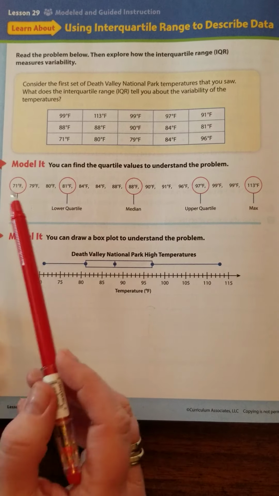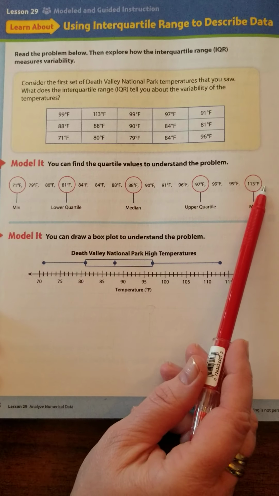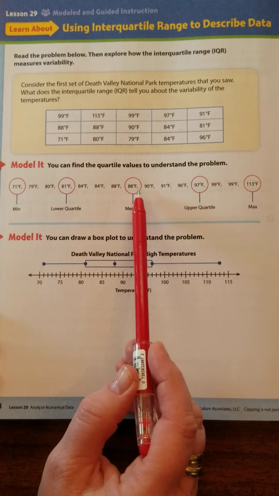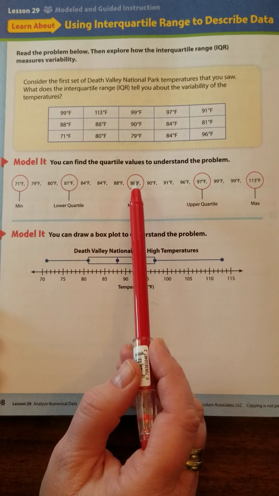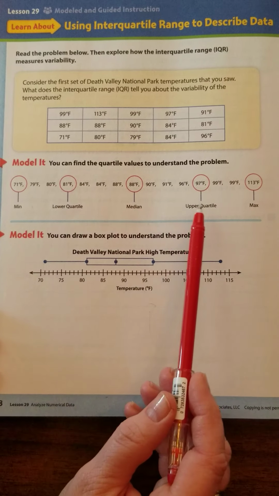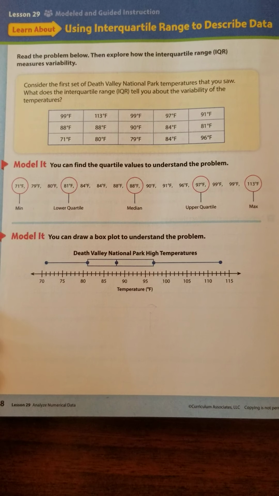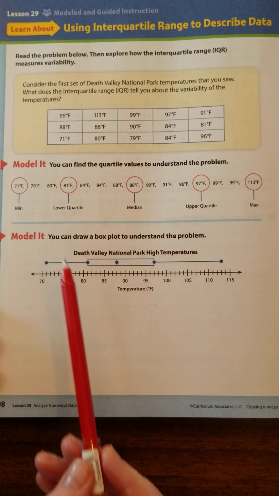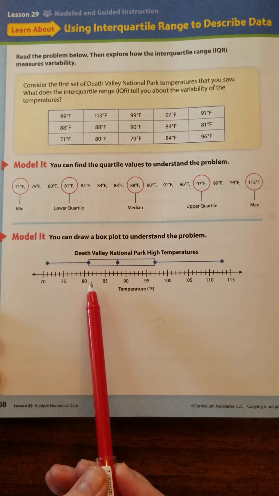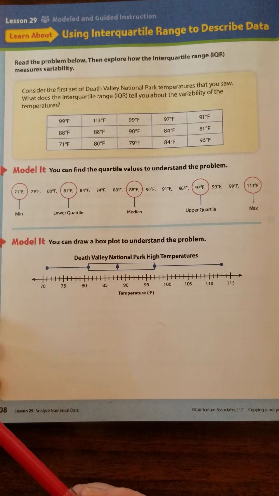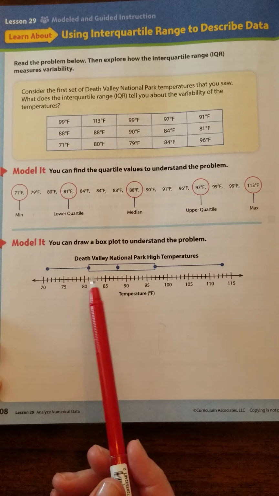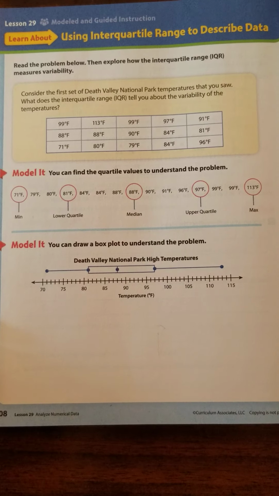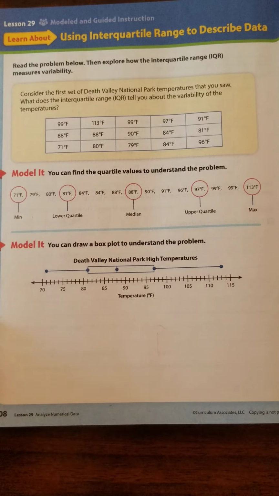And so what they've done is they've listed out all the temperatures from the minimum all the way to the maximum. They found the median, and then they found the lower quartile and the upper quartile. So simple enough, it's all there for you. And then once they had this information, they were able to put it into a box plot. So here is the Death Valley National Park high temperatures put in a box plot for you. All right, let's move on to the next page and see if we can answer the questions.